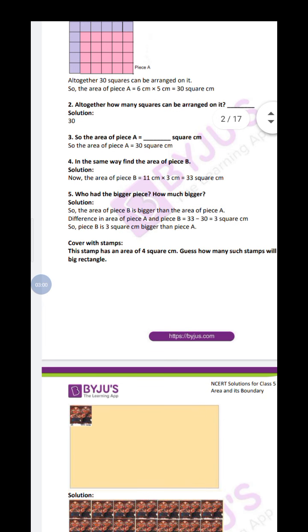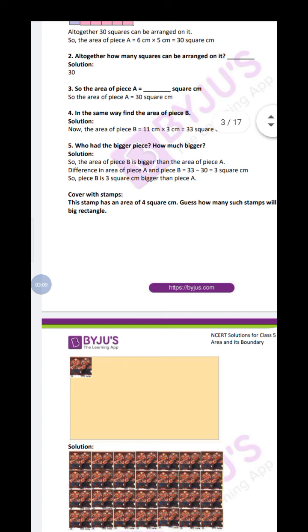Next, cover with stamps. There is a stamp. The stamp area is 4 square centimeter. Guess how many such stamps will cover a big rectangle. To cover a big rectangle, how many stamps can be placed? So the area of the stamp is 4 square centimeter.